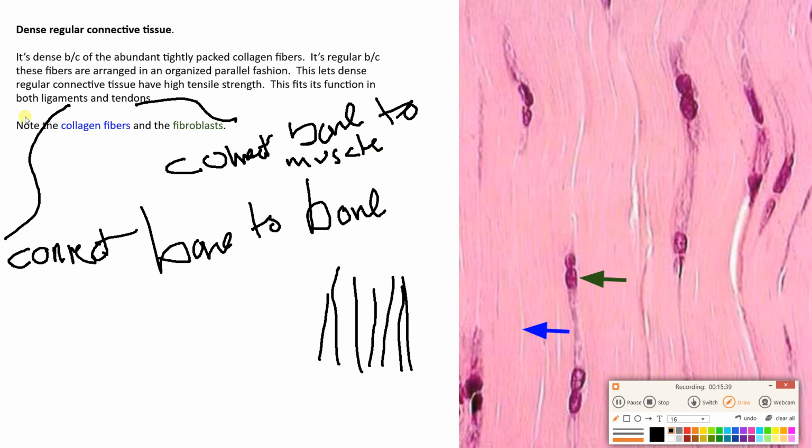So tendons and ligaments, both structures need to be super strong. They are super strong because they're dense, regular connective tissue. Dense meaning lots of collagen, and collagen, of course, has high tensile strength. Regular means the collagen fibers are parallel, which just maximizes our strength along that particular orientation. So we saw the collagen fibers here. Of course, notice that we have multiple fibroblasts as well.